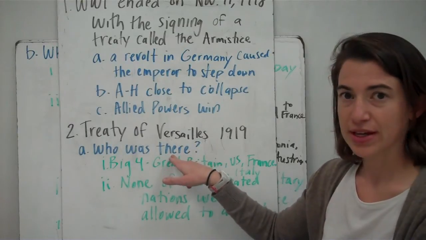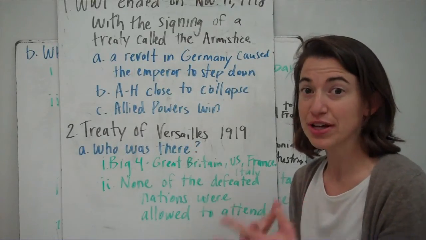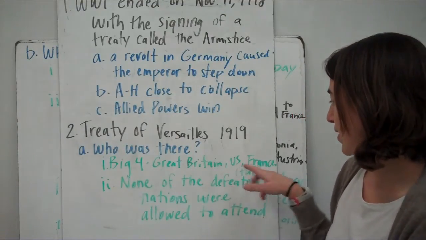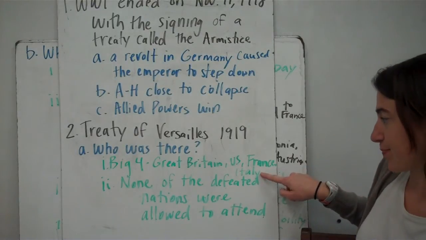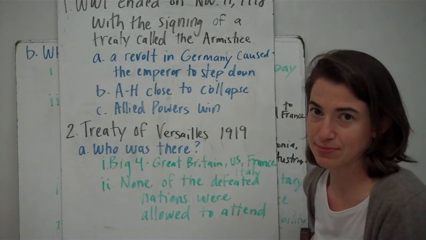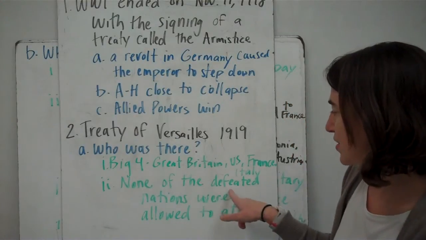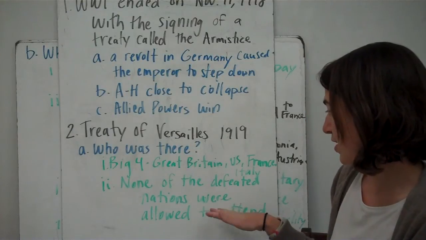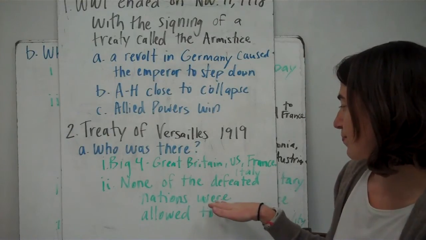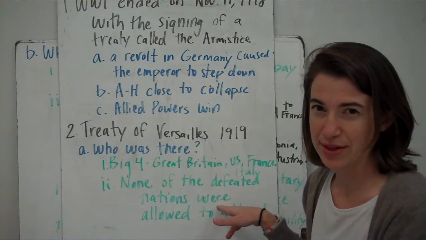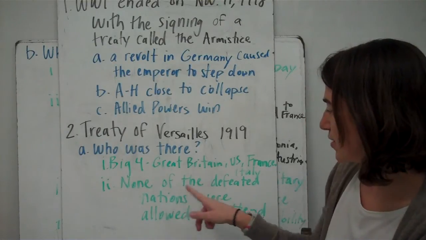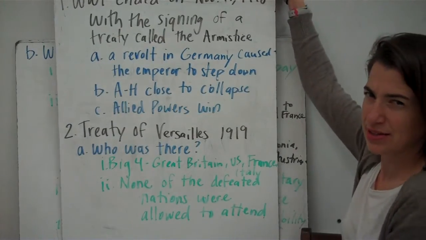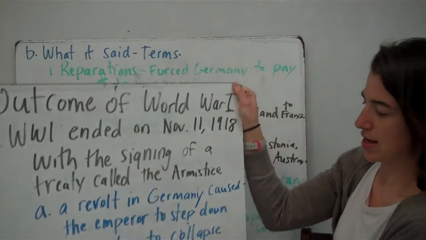So who was invited to the signing of the Treaty of Versailles and the creation of the Treaty of Versailles? The Big Four. And those Big Four are Great Britain, the U.S., France, and Italy. And you'll notice there are some people missing here, right? So none of the defeated nations, like Germany, or what was Austria-Hungary, or Russia even, were invited. Italy was invited, because we talked about how they left the war early. So none of these defeated nations were allowed to attend. So, that could maybe cause some problems, but let's look at what the treaty then said, okay?